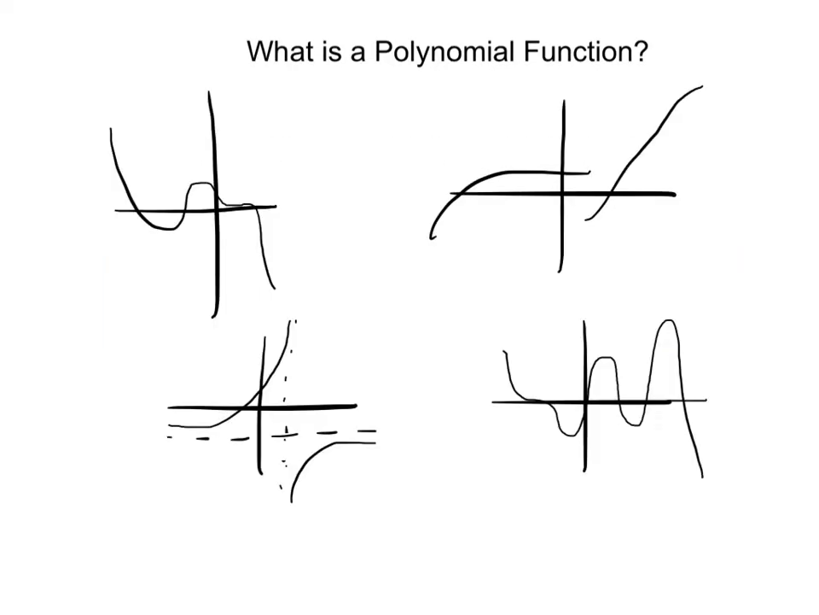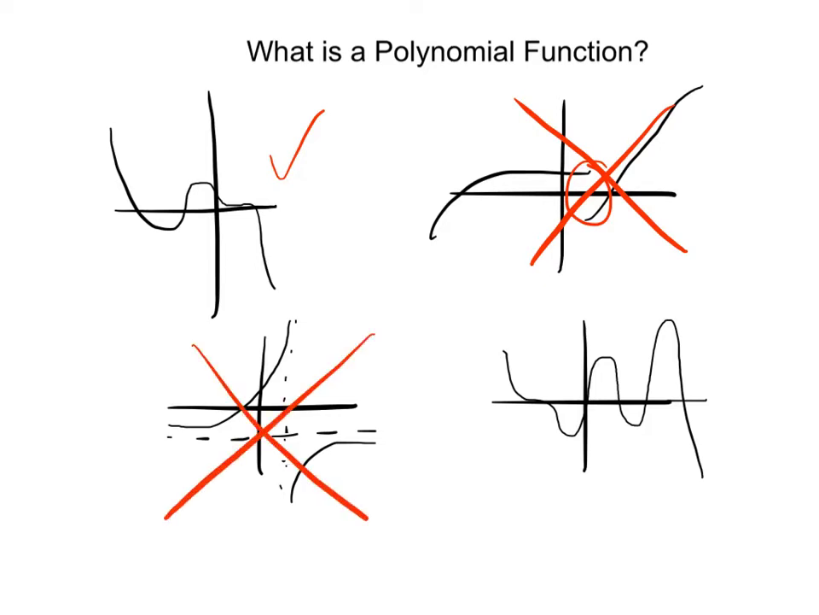And what do polynomial functions look like? Polynomial functions are smooth and continuous. So this one is a polynomial function. That one is not a polynomial function because it has a gap right there. This one is also not a polynomial function because it has a vertical and a horizontal asymptote. And the last one is a polynomial function, smooth and continuous everywhere.